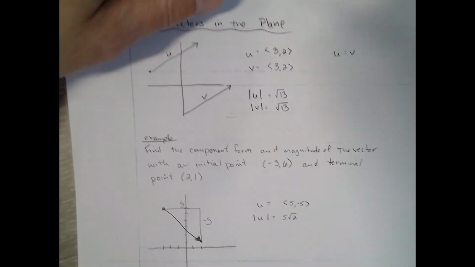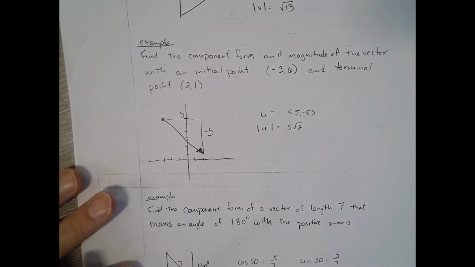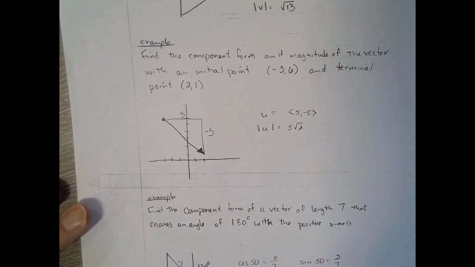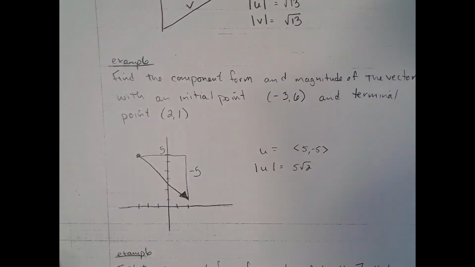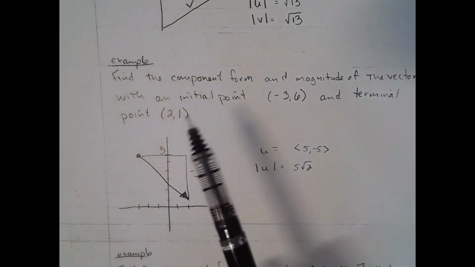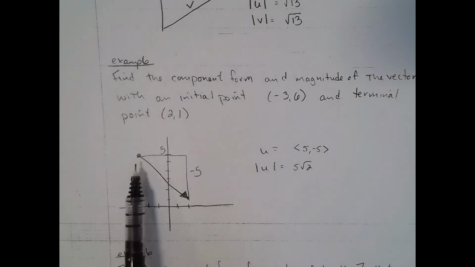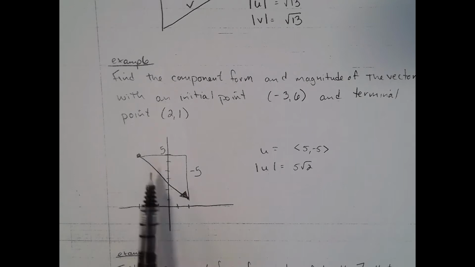Let's see. Find the component form and magnitude of the vector with an initial point and terminal point. The initial point is (-3, 6) right here. The terminal point is (2, 1), where the arrow is, because it's going in that direction. This is called the head, or I always learned it as the tip, and this is the tail. The book calls it the head and the tail.